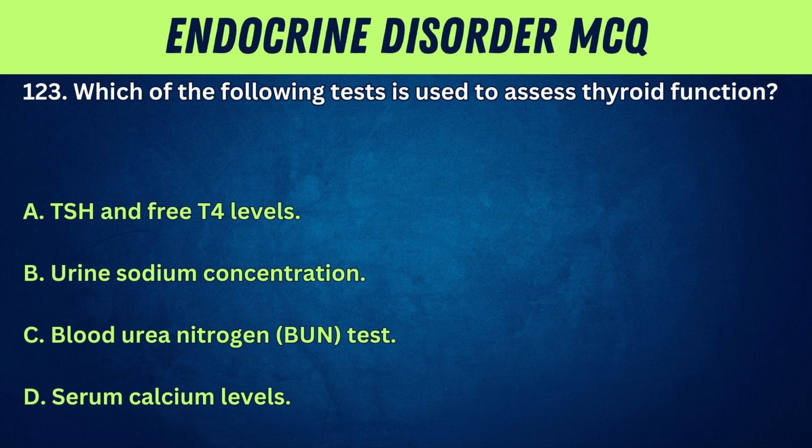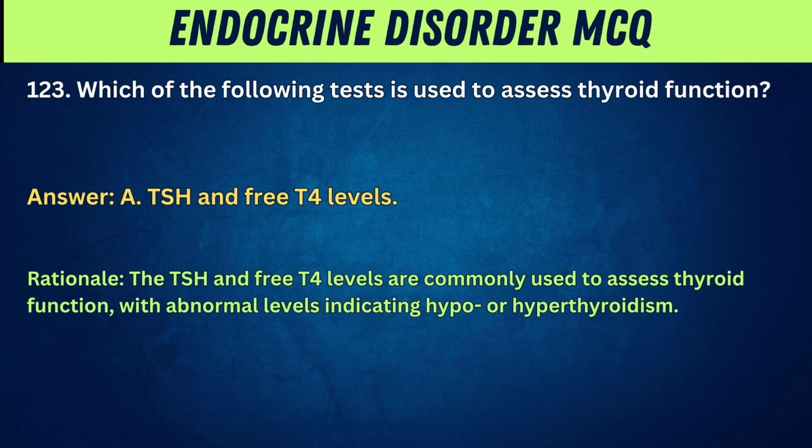123. Which of the following tests is used to assess thyroid function? A. TSH and free T4 levels. B. Urine sodium concentration. C. Blood urea nitrogen (BUN) test. D. Serum calcium levels. Answer: A. TSH and free T4 levels. Rationale: the TSH and free T4 levels are commonly used to assess thyroid function, with abnormal levels indicating hypo or hyperthyroidism.